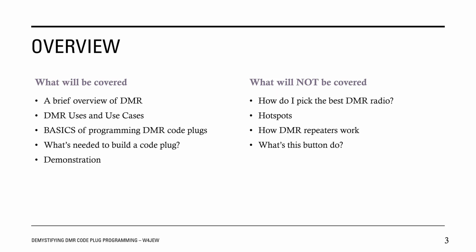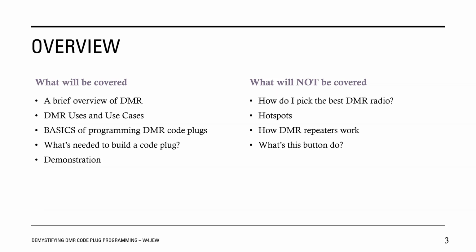Just a little overview of what we're going to cover: a brief overview of DMR, and as I mentioned, how DMR is used, with a use case that I think will help clear things up. Then some of the basics of programming DMR code plugs. We're not taking a deep dive into each and every option. And if we have some time, I'll do a demo of how to build a code plug. Don't try this at home.